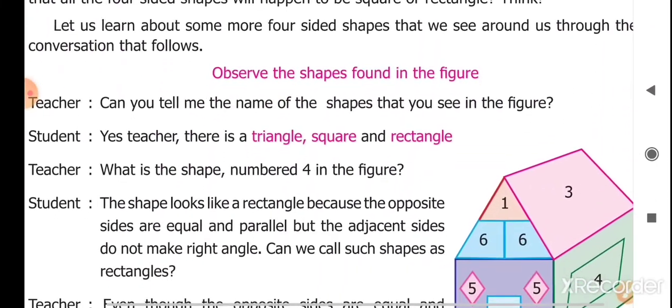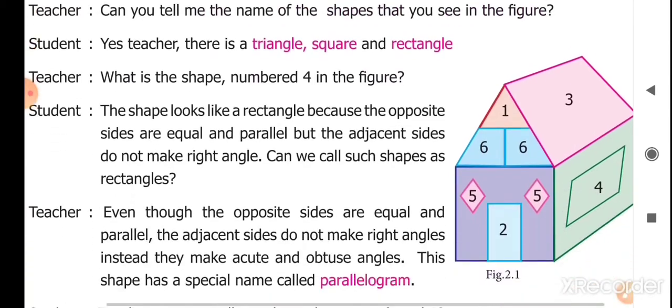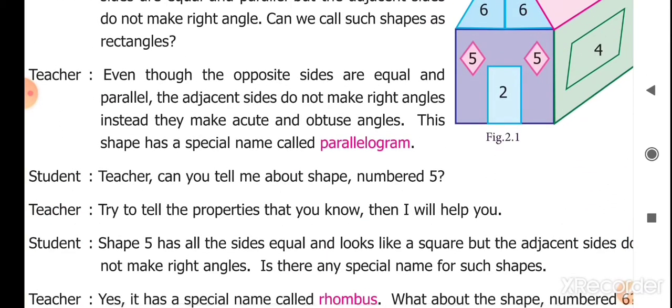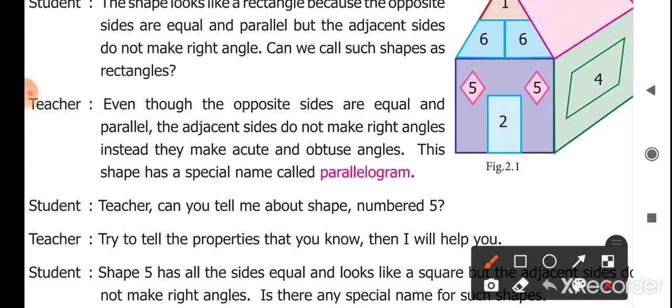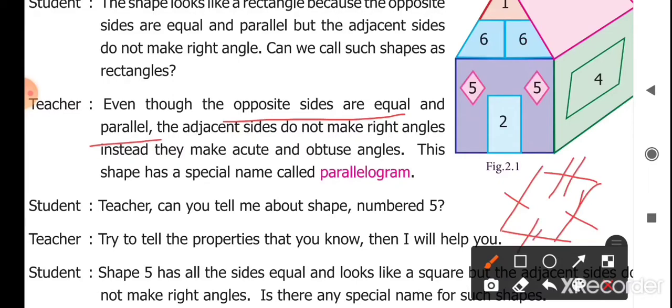Now we have to introduce the parallelogram. Which shape is a parallelogram? A parallelogram is a shape whose opposite sides are equal and parallel. This side and this side are equal. This side and this side are equal.